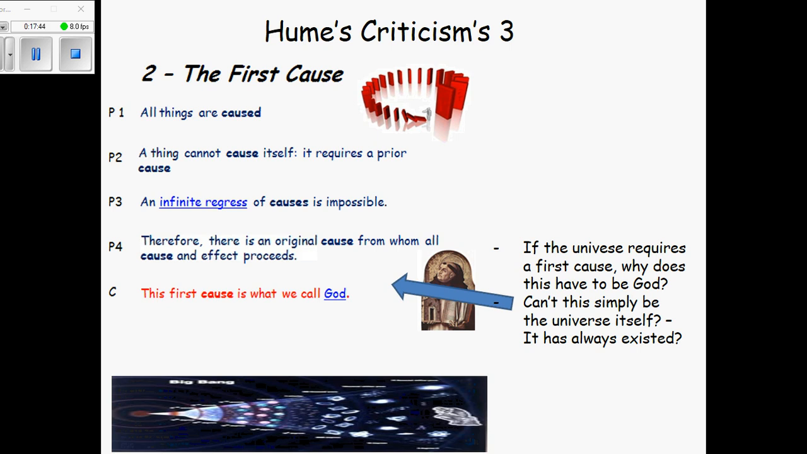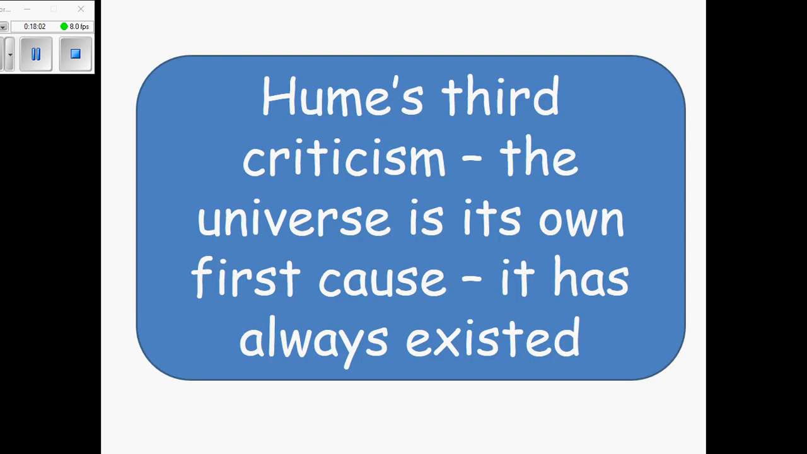Hume's third criticism, if the universe requires a first cause, why does this have to be God? Can't this simply be the universe itself? Can't it be that the universe has always existed? And this is a very interesting argument, and we're going to come on to this when we look at Russell. For Hume's third criticism, the universe could be its own first cause.